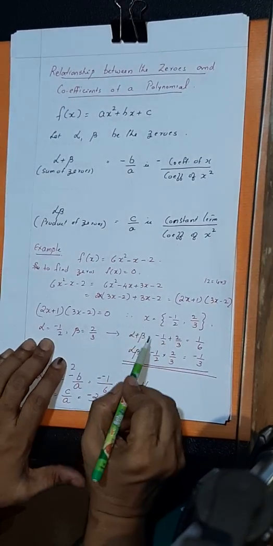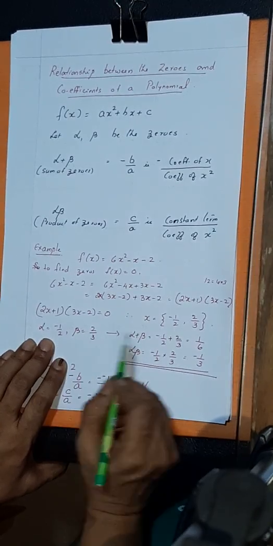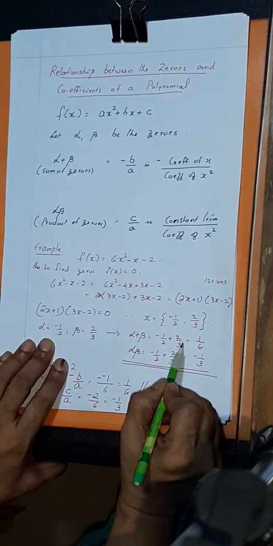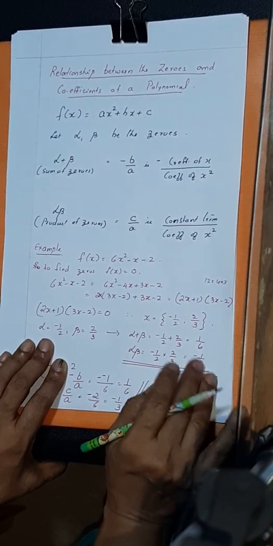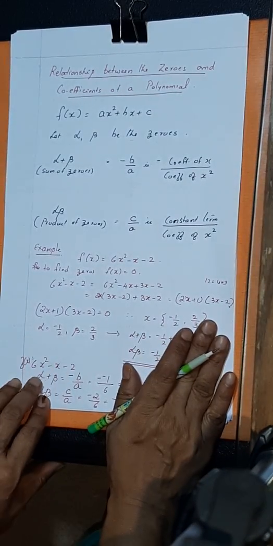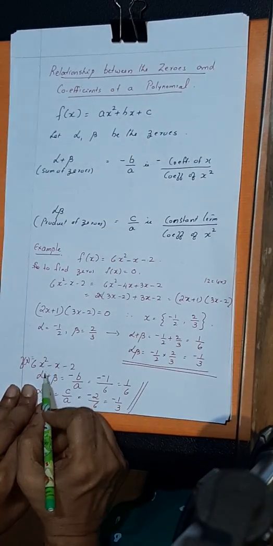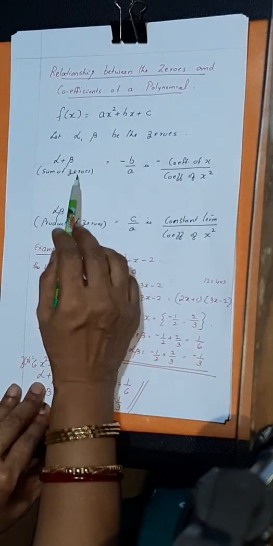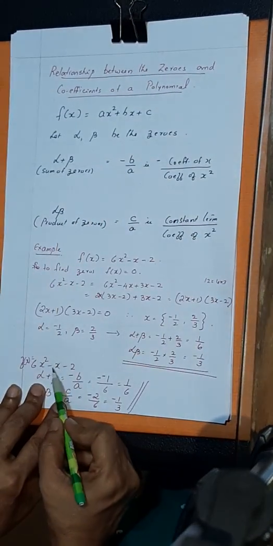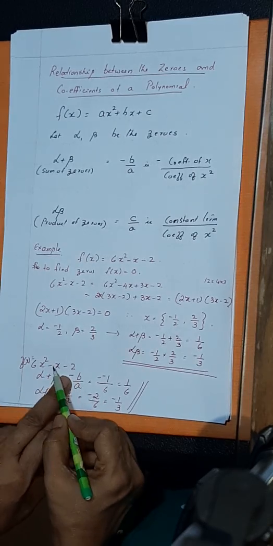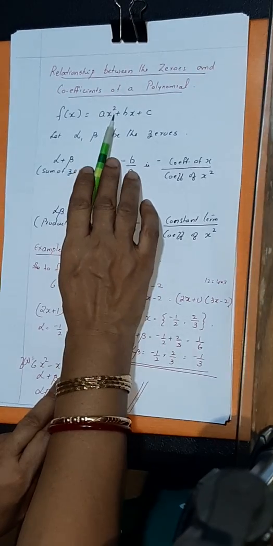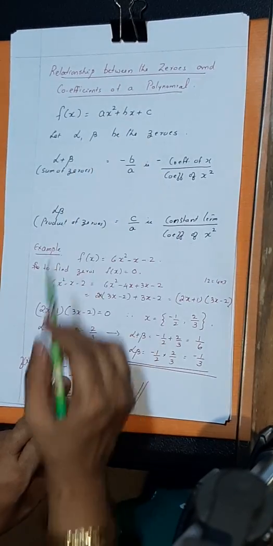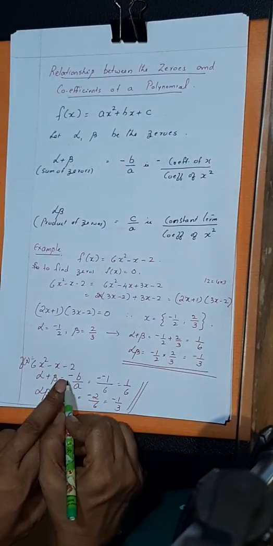So let us find the sum of the two zeros. You will get minus half plus 2 by 3, which is 1 by 6. Alpha beta is minus 1 by 3. Now leave it here and take the equation. We know alpha plus beta is minus b by a. So minus of b, here b is minus 1, because the format is ax squared plus bx plus c. So you have to be very careful in these types of problems.